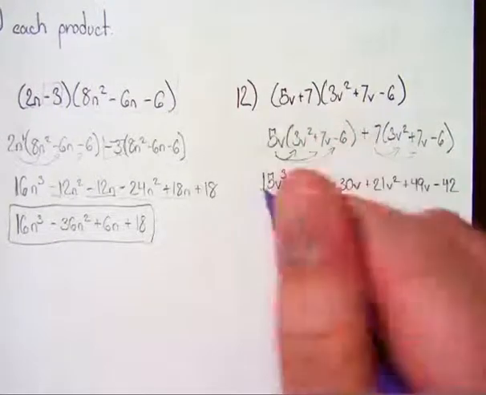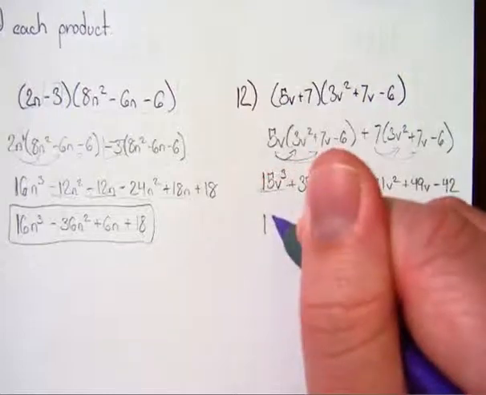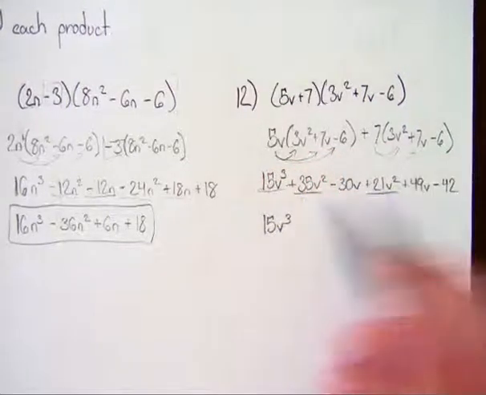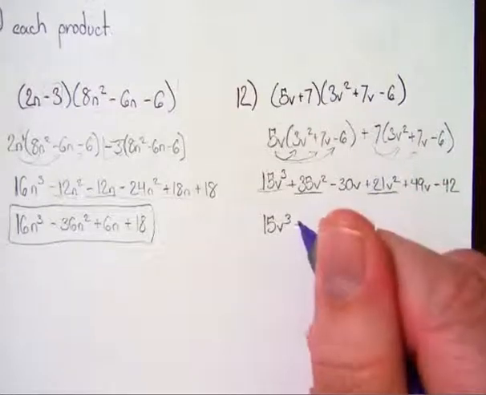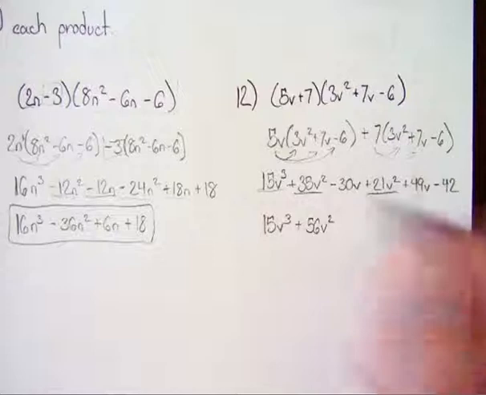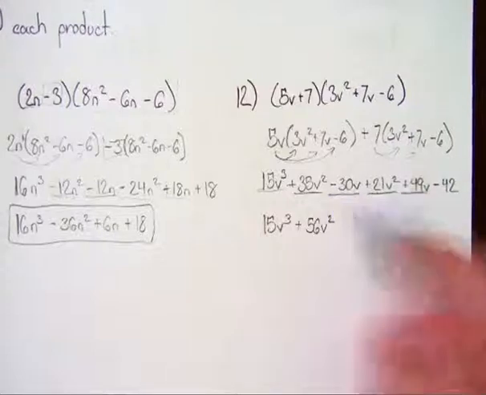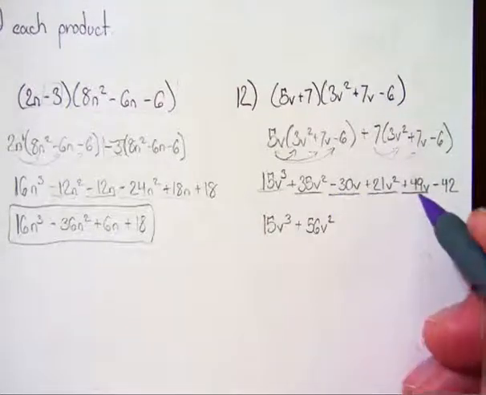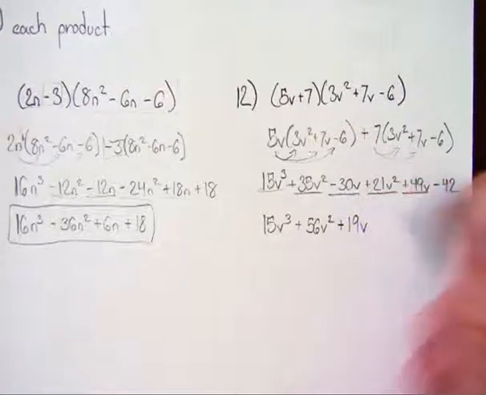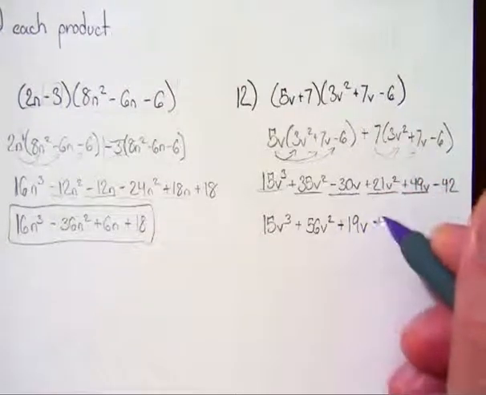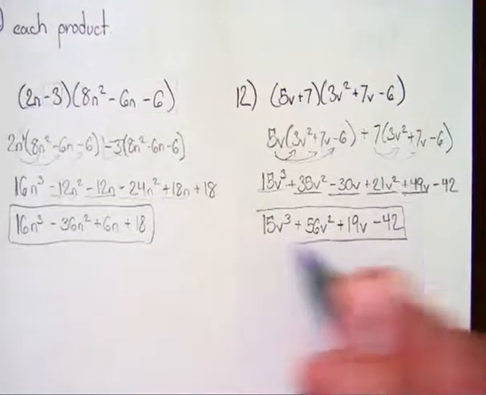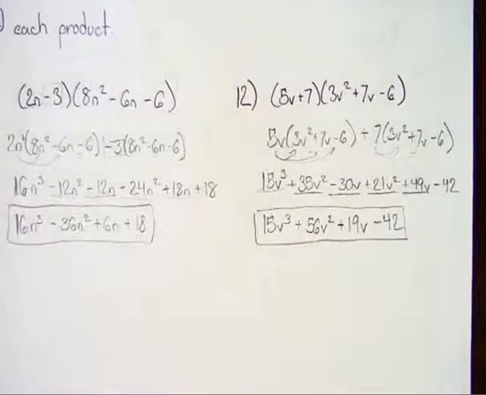There is no cubed term to combine there, so it remains the same. I have a squared term there and there. 35 plus 21 is going to give us 56v squared. I have two v's there and there. Negative 30v plus 49v will give us plus 19v. And the negative 42 is, the technical term is all by its onesies, so we leave it be, and there is our answer.